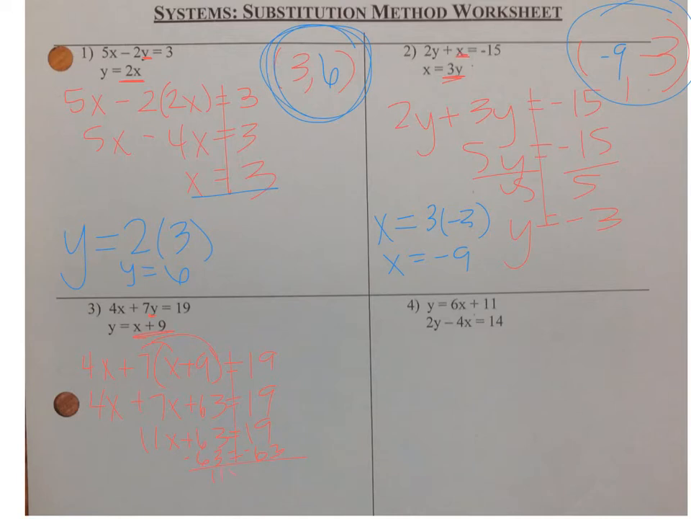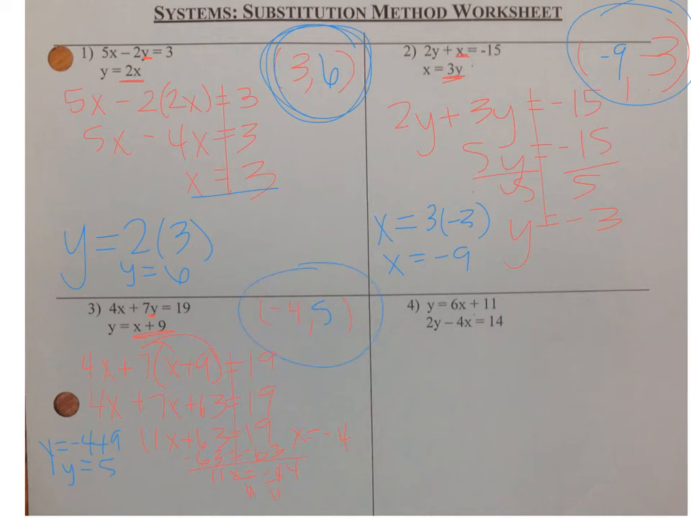And 11x equals negative, and yes, I'm going to grab a calculator. It has been a very long day. So 19 minus 63 is negative 44. Divide both sides by 11, and x equals negative 4. So there is our x. Now we need to find y. Y is negative 4 plus 9, so y is positive 5.